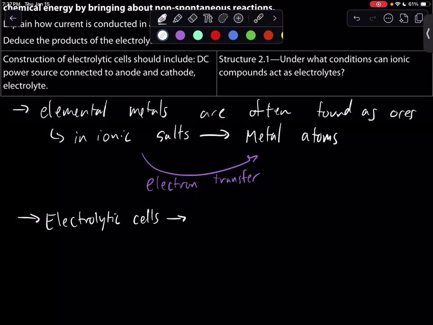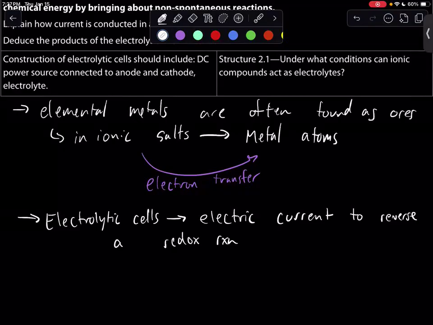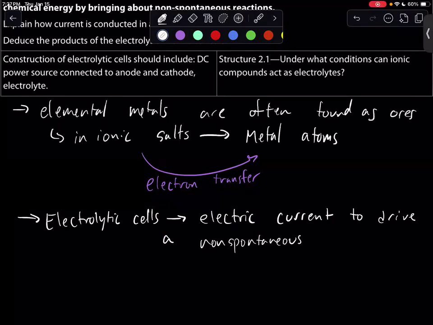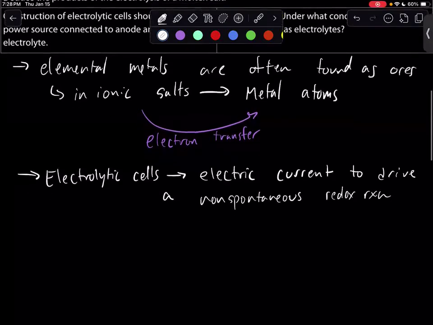Within the electrolytic cell, we use electric current to reverse a redox reaction. Or not necessarily reverse a redox reaction, that may not be the right way to say it, but instead to drive a non-spontaneous redox reaction. So how do we push that reaction forward? The truth is we use electricity. Now, to do this, we're going to use an example.